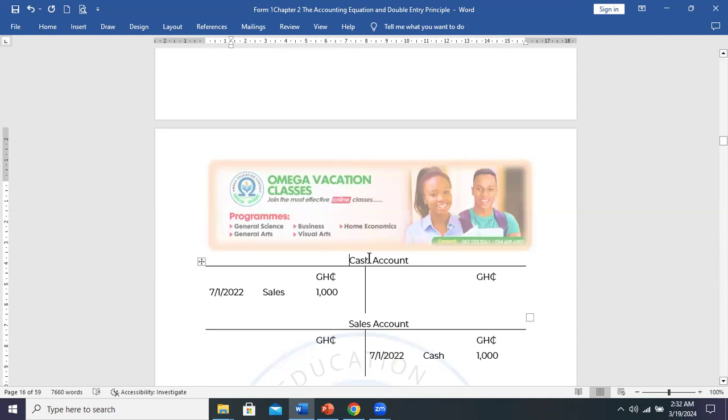What happened with respect to cash? We made some sales of 1,000 Ghana cedis. So we debit the cash account. Why? Because the asset cash was increasing. That's why we are debiting it. And then we credit the sales account. And I'm saying that this sales account represents the stock account, a decrease in the stock account. So take note of that. So please don't ever open stock account when you see sale of goods. Open sales account.